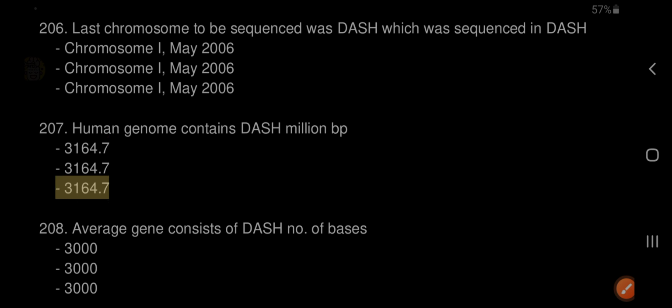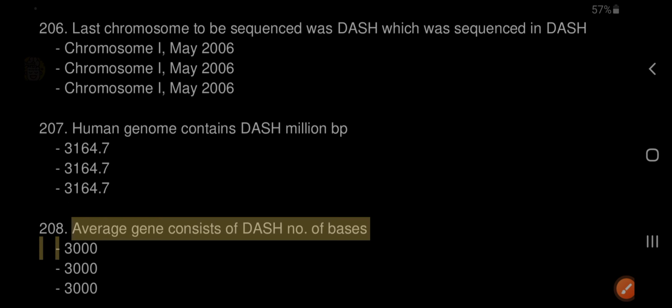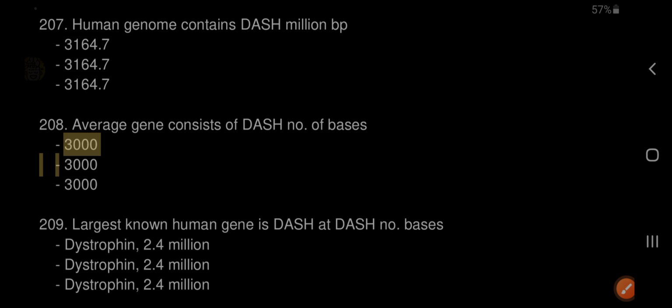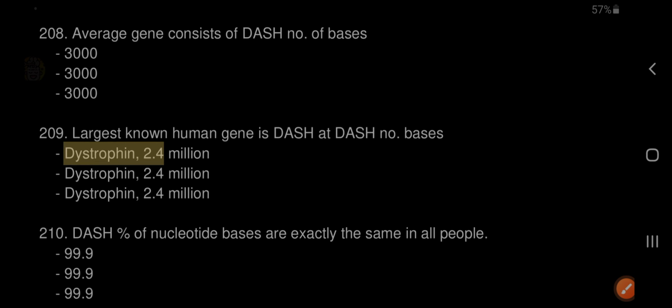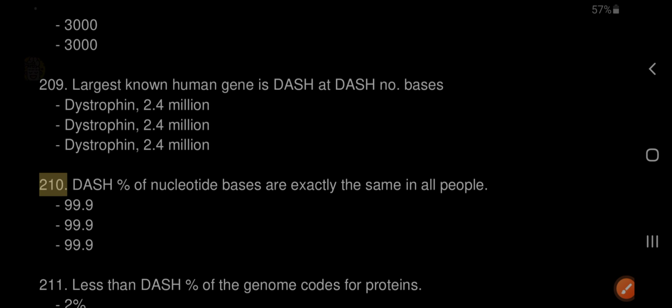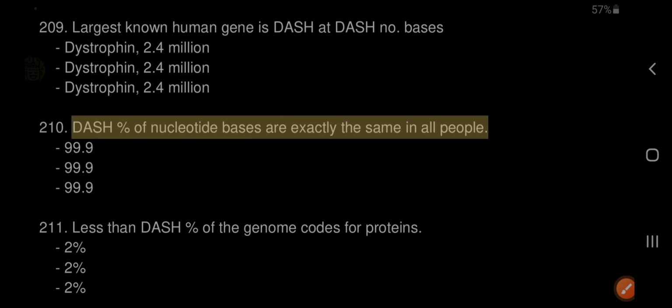208. Average gene consists of dash number of bases. 3000. 209. Largest known human gene is dash at dash number of bases. Dystrophin, 2.4 million. 210. Dash percent of nucleotide bases are exactly the same in all people.